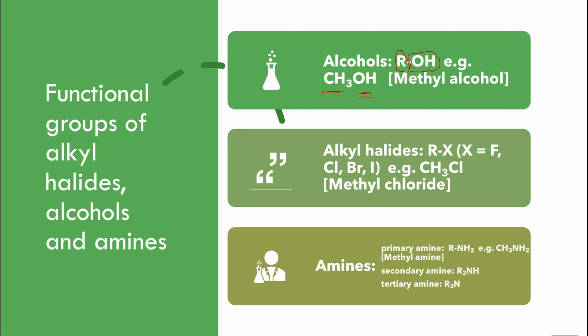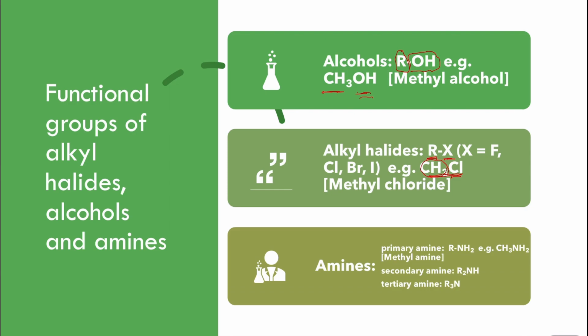The second class is the alkyl halides, and from the name, alkyl halides have an alkyl group attached to a halide. Halides are fluoride, chloride, bromide, and iodide. So the X here refers to one of these four halides. So any of these will be an alkyl halide. The simplest example again is methyl chloride. So methyl chloride has a methyl group and a chloride attached to it.